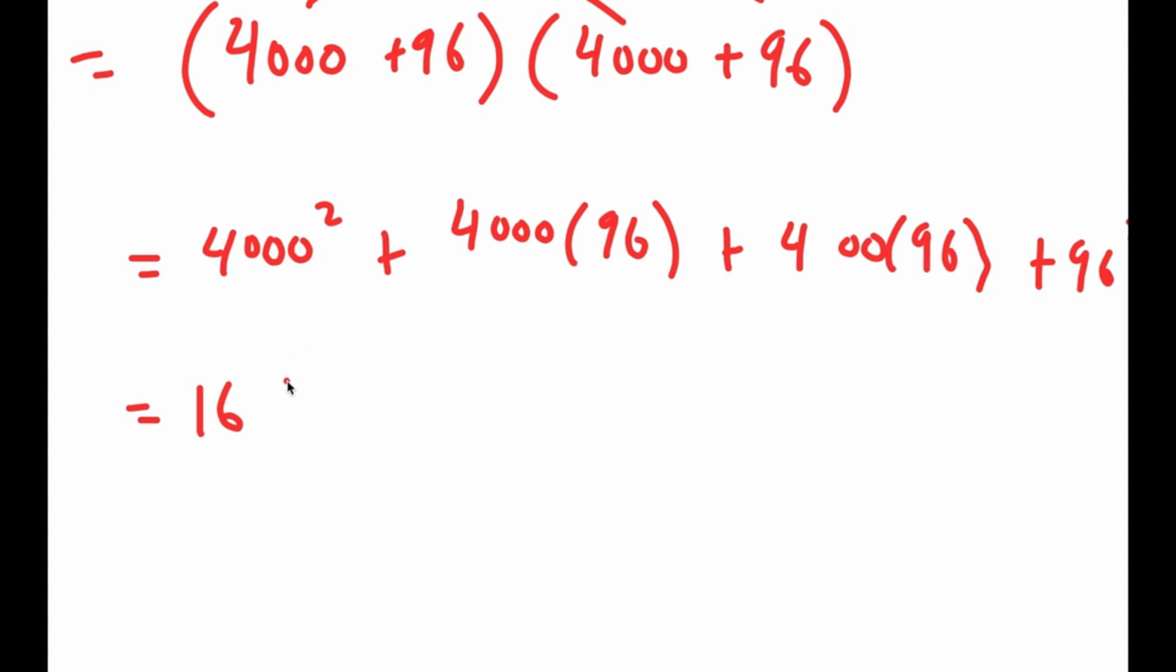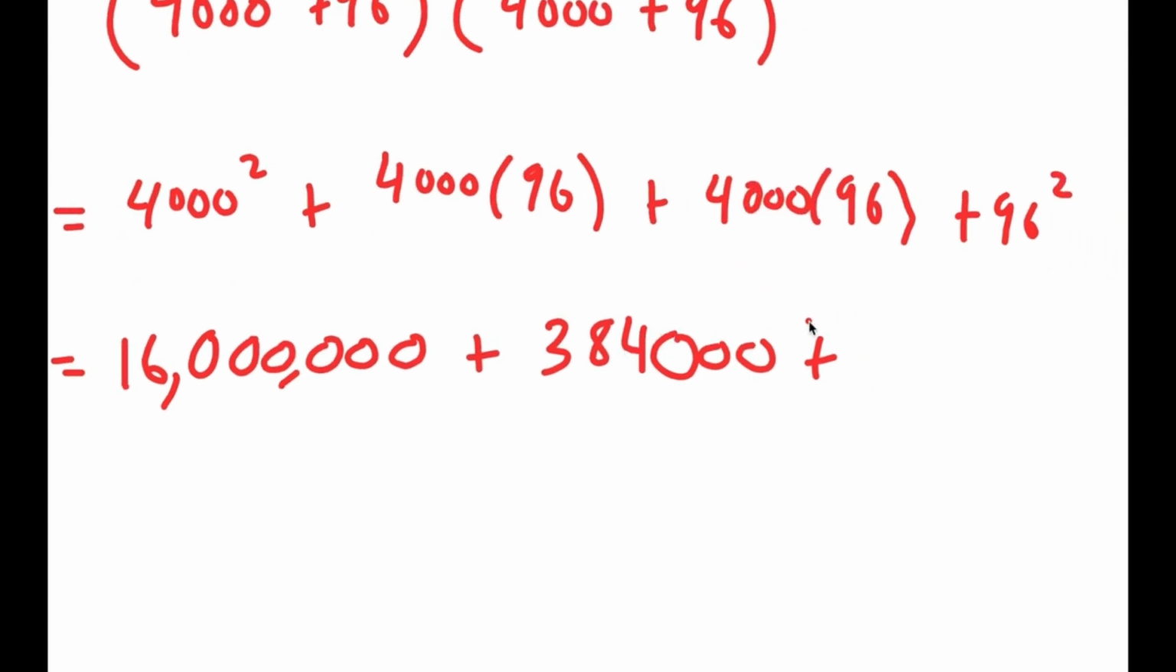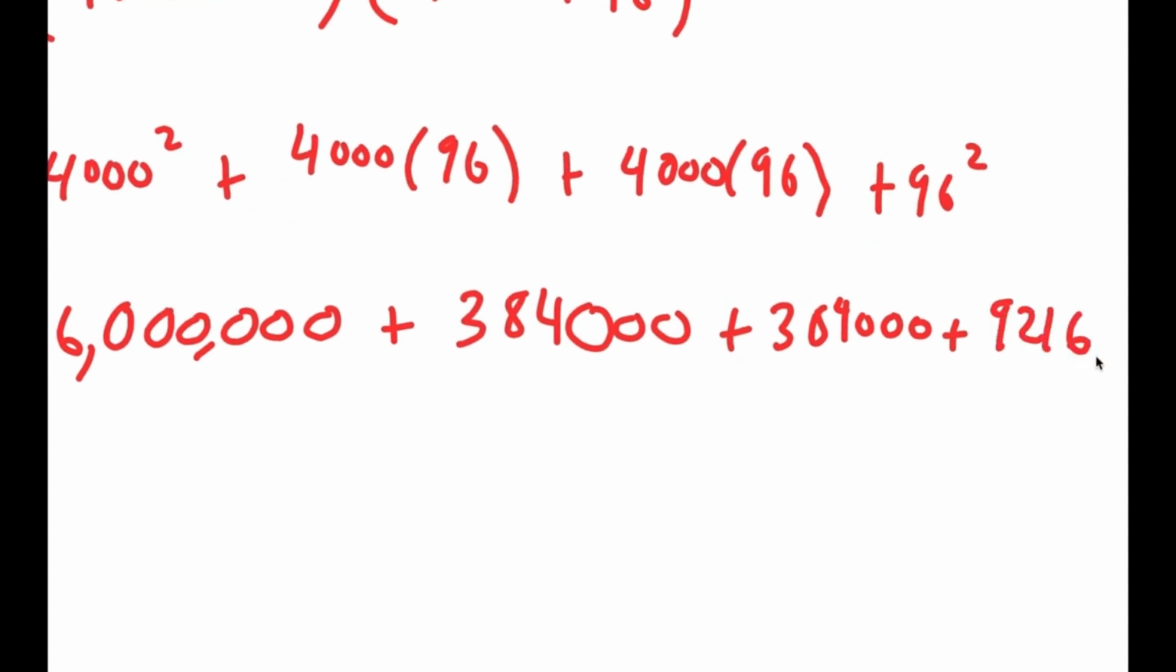So a million has 6 zeros, so all we have to do is add 6 zeros to the end of this. So I get 16 million for 4,000 squared, plus 4,000 times 96. Well, 4 times 96 is 384, so then all we have to do is add 3 zeros to that. So I get 384,000. Then, plus again 4,000 times 96, which is 384,000, plus 96 squared, which is 9,216.